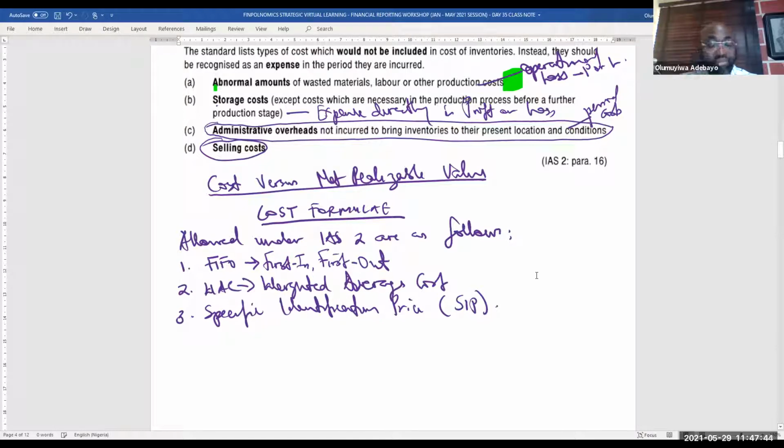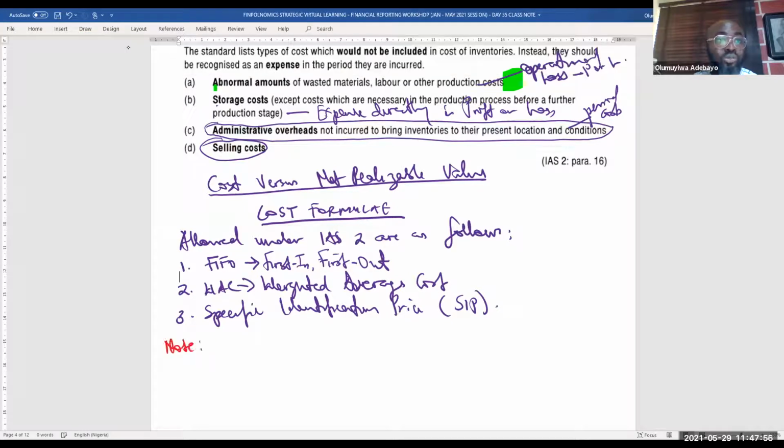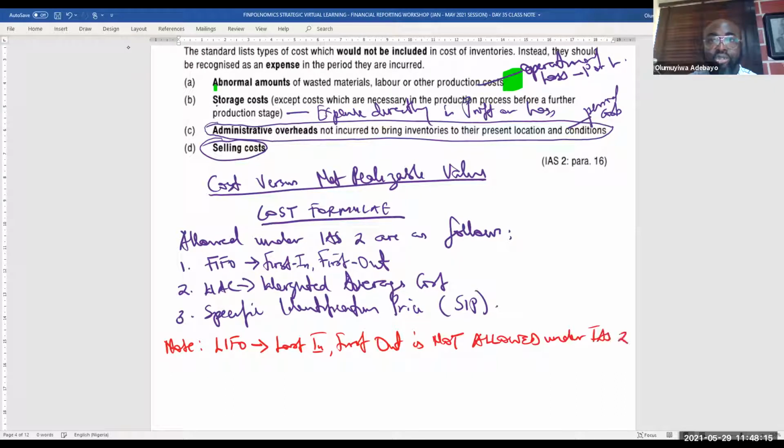Now, what are the differences between these? Take note. Let me emphasize it in red. Note: LIFO, which is last in, first out, is not allowed under IAS 2. Let's take note of that.